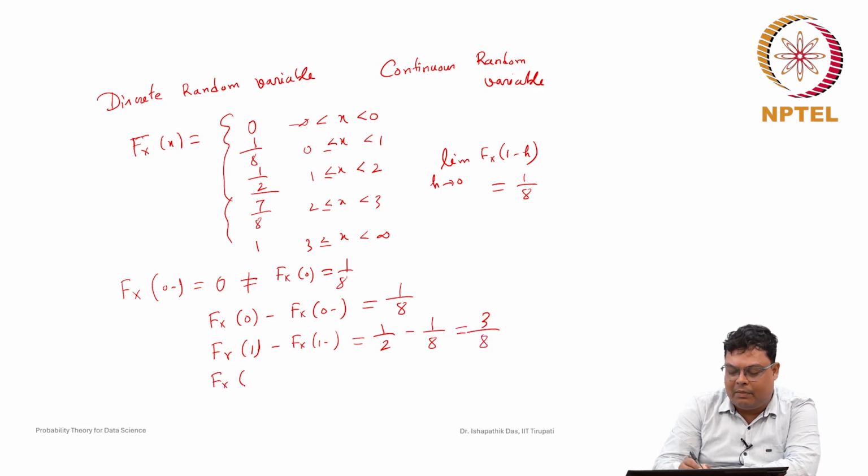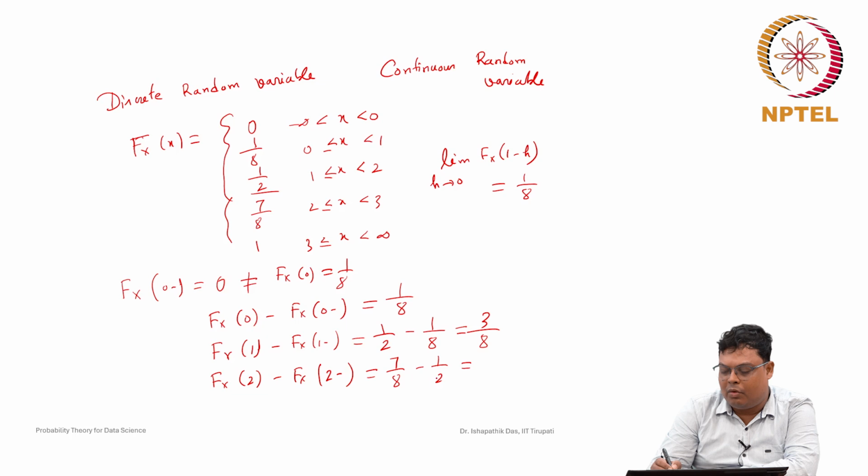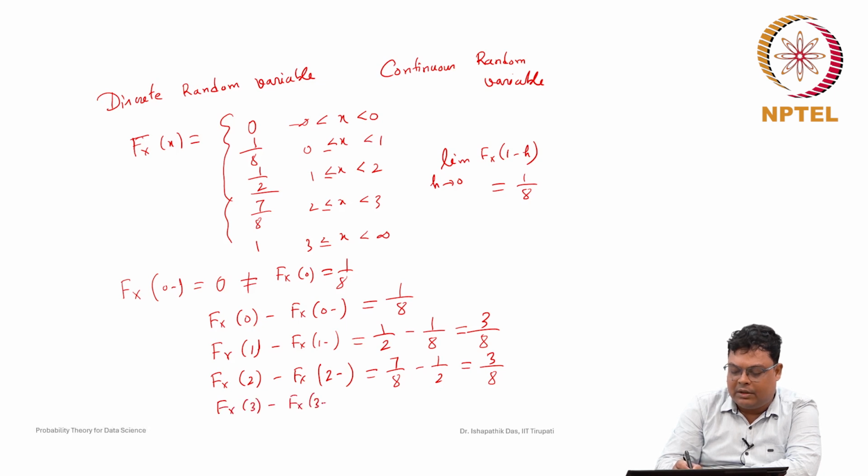Similarly, you can see F of 2 minus F of 2 minus, where this is the left limit. F of 2 is 7 by 8, minus F of 2 minus, which is 1 by 2, that is 4 by 8. So, this is again 3 by 8. Now, what is F of 3 minus F of 3 minus? This is 1 minus 7 by 8, so this is nothing but 1 by 8.